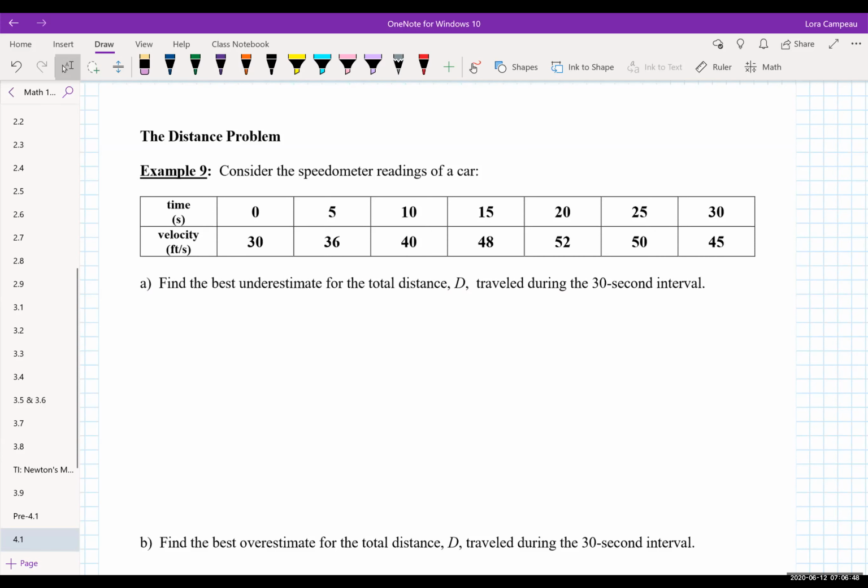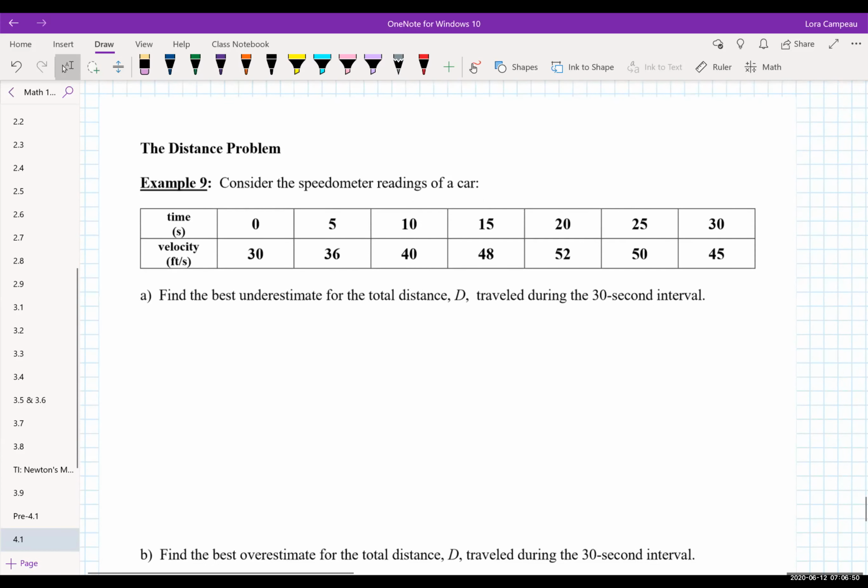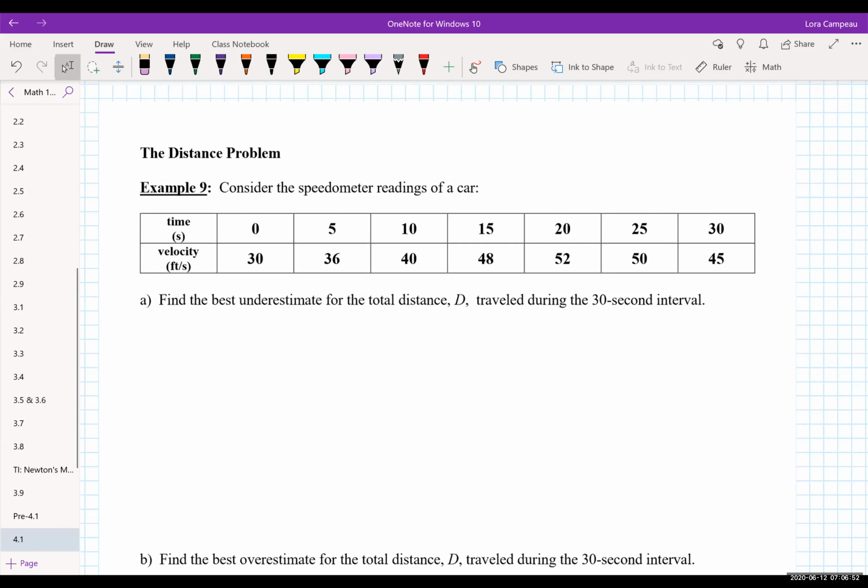So just one last problem, I promise. This time I really mean it. We're looking at a distance problem one more time. We're going to revisit this, and I want to show you how it relates to what we were looking at with areas under curves. We have the speedometer readings of a car, time versus velocity.